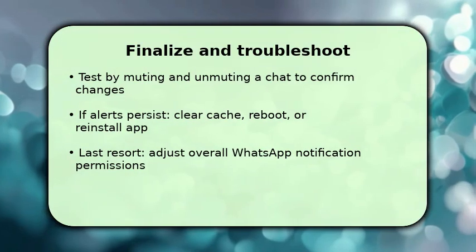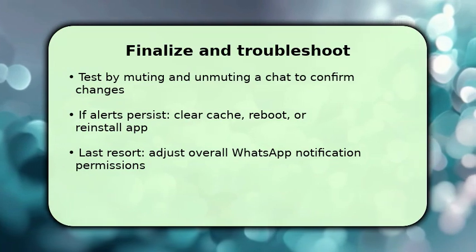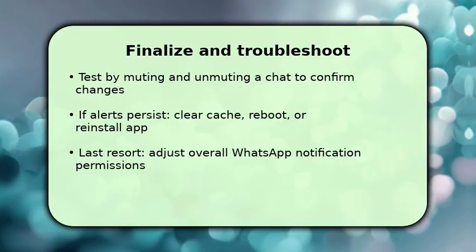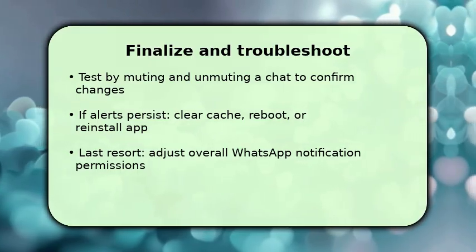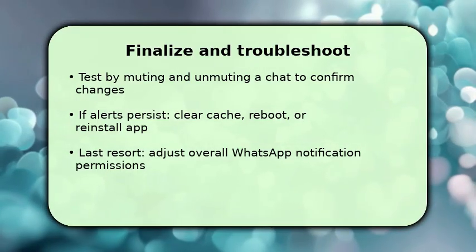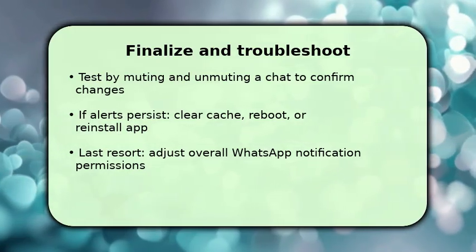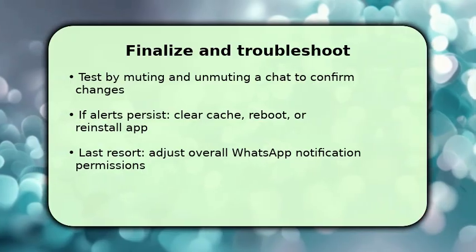Finish by testing. Mute then unmute a chat and watch for any banner or sound. If you still see the unmute notice, clear WhatsApp cache on Android, reboot your device and retest. If that fails, reinstall WhatsApp after backing up chats. Make sure background data and notification access are consistent with your settings.